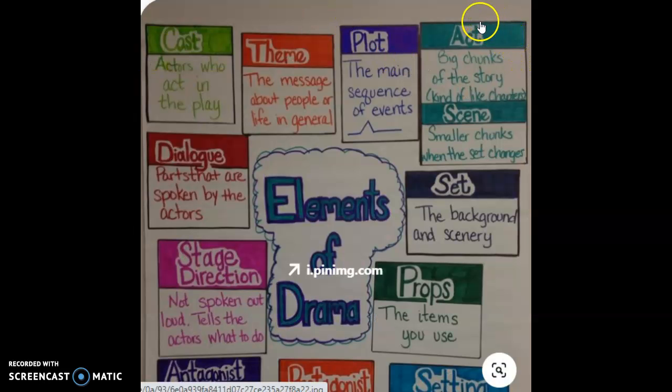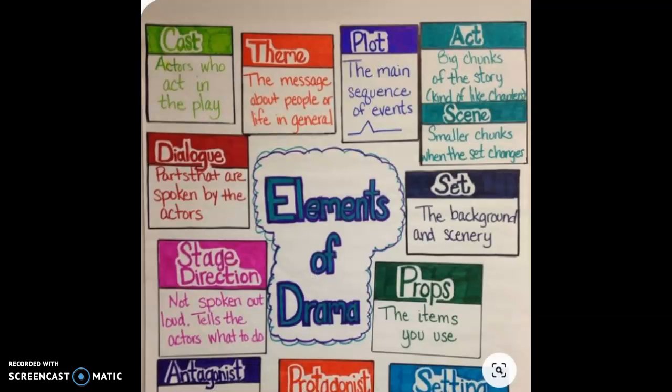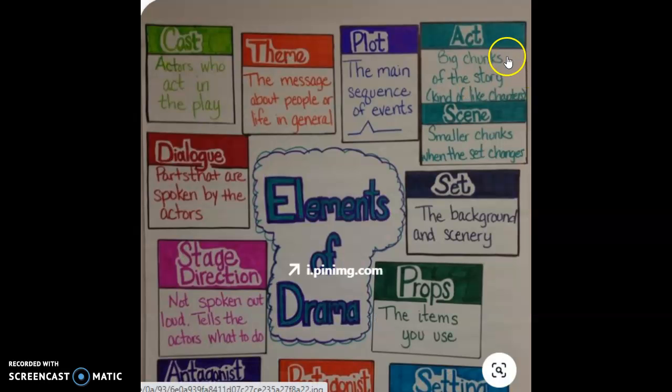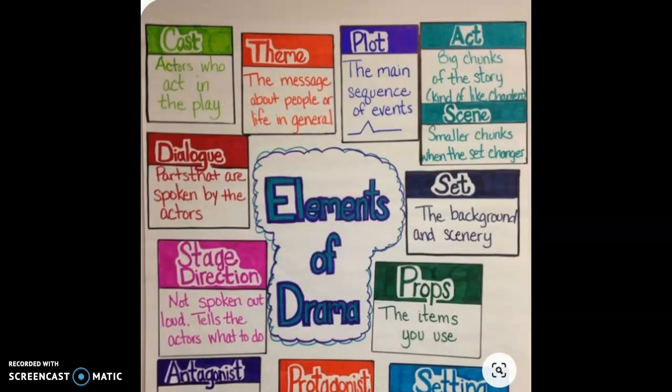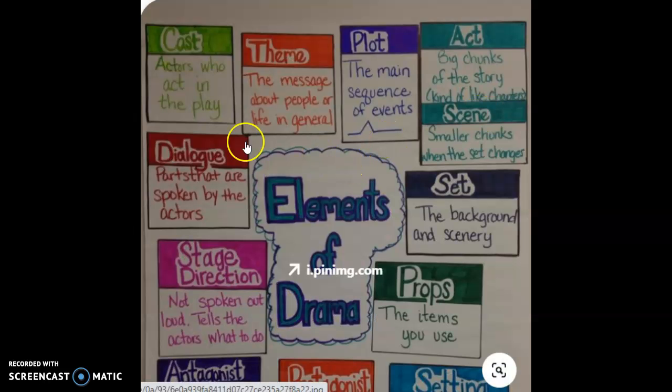Next, we have acts and scenes. So the acts are like chapters of a book. This is the big chunks of the story. The scenes are the smaller chunks of the act. This is where the set is changed. So when we're looking at a play, we're looking at the script, we'll see Act 1, Scene 2, or Act 1, Scene 3. The scenes are just the different parts of the act.